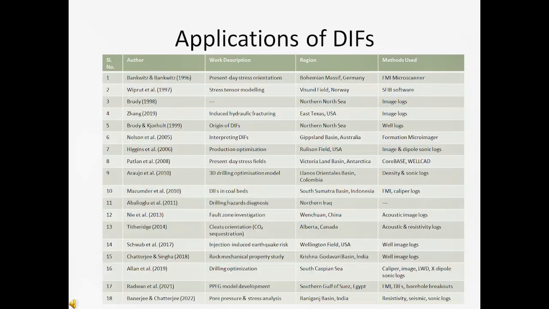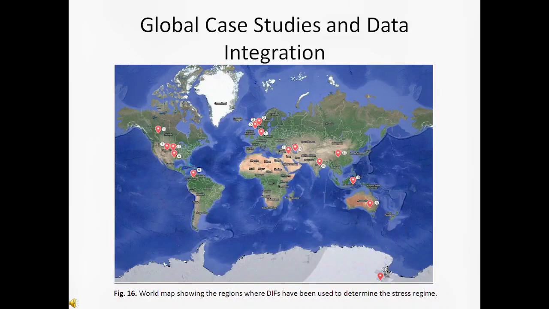The table in the slide summarizes case studies, tools used, like FMI, acoustic logs, CT imaging, stress regimes, and interpreted DIF types across 18 regions worldwide. Figure 16 and Table 1 summarize global DIF studies. These include regions from Antarctica to India, where DIFs have been used to build geomechanical models and understand stress-induced hazards. Some studies used DIFs to back-calculate pore pressures, while others correlated DIF orientations with fault trends. The diversity of applications highlights their value across both academic and industrial settings.